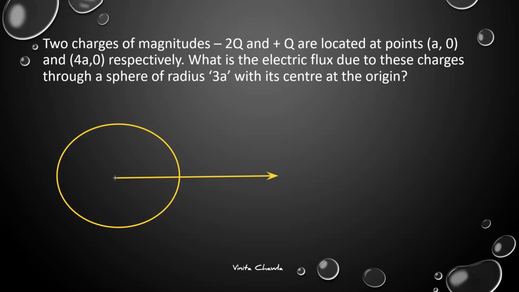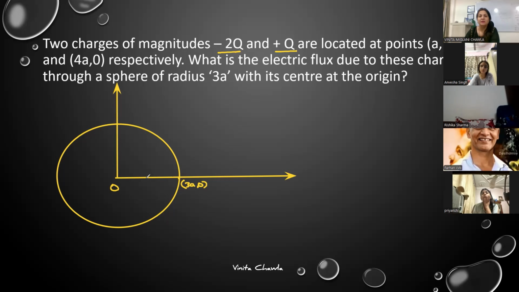So we have a sphere and its radius is 3A, its center is at the origin. So the coordinate of the edge, the corner, is 3A0. And we have two charges, -2Q and +Q. So -2Q is located at A0, somewhere here. And this +Q is located at 4A0. So 4A0 lies somewhere here, and the +Q charge is here, outside the sphere.